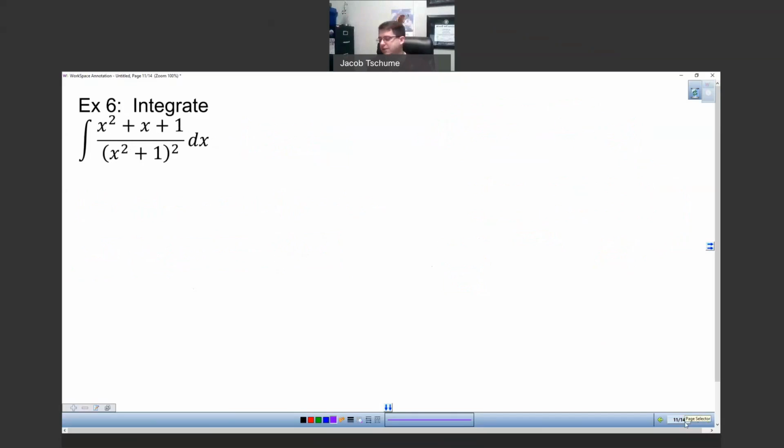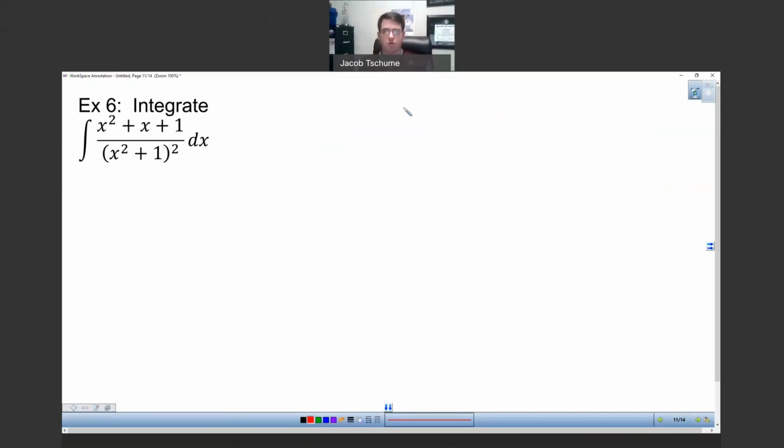All right, and last but not least, let's do one more. We haven't done case 4 yet, so let's wrap up this first part of this section with a case 4 partial fraction. So what is the indefinite integral of x squared plus x plus 1 over x squared plus 1 all squared? Now, this is already in a factored form.